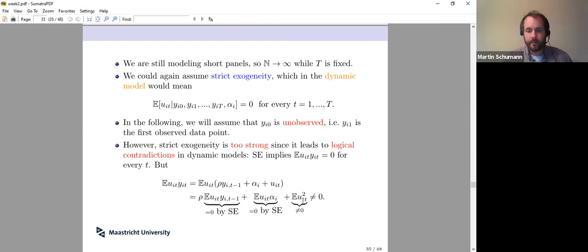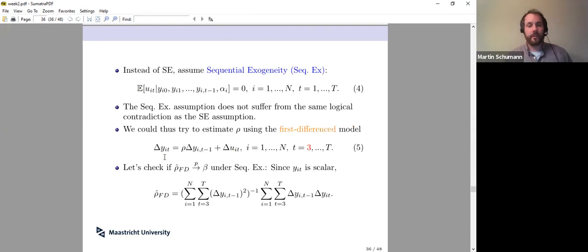However, this here is actually the variance of the model error, and the variance of a random variable is always positive. So this can only be 0 if it's not a random variable. If it's a constant, then the variance would be 0. However, in our models, u is always a random variable, and therefore the variance is larger than 0. Okay, so that means this assumption implies this, but our model says this. So both cannot go together. So strict exogeneity is too strong, and therefore we need an alternative.